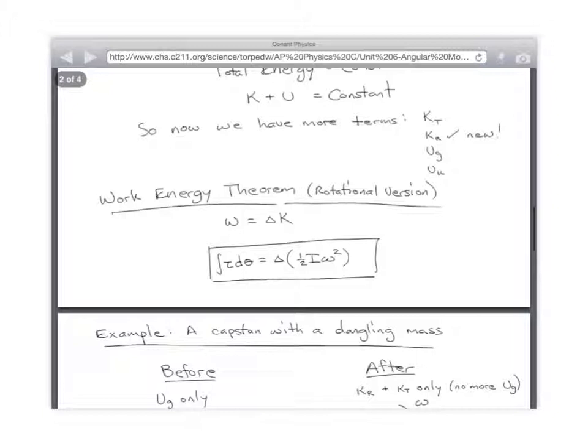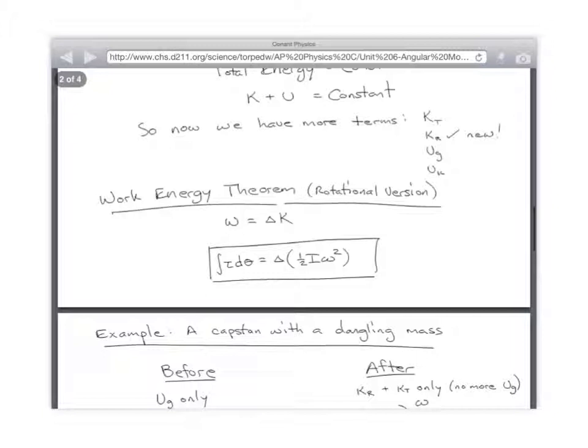Whoa! Oh, that went fast. What happened to that gravitational potential energy? It turns into kinetic energy of the mass and rotational kinetic energy of the capstan. Yes! We have two objects moving, right? We've got the mass that's falling, it's translating, right? And then we've got the capstan. It's not falling, but what's it doing? Rotating. So we got two kinds of kinetic energy.